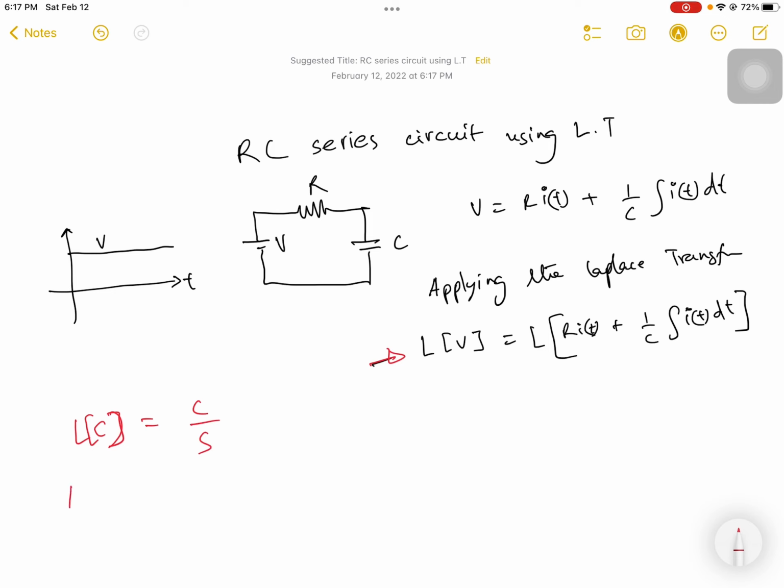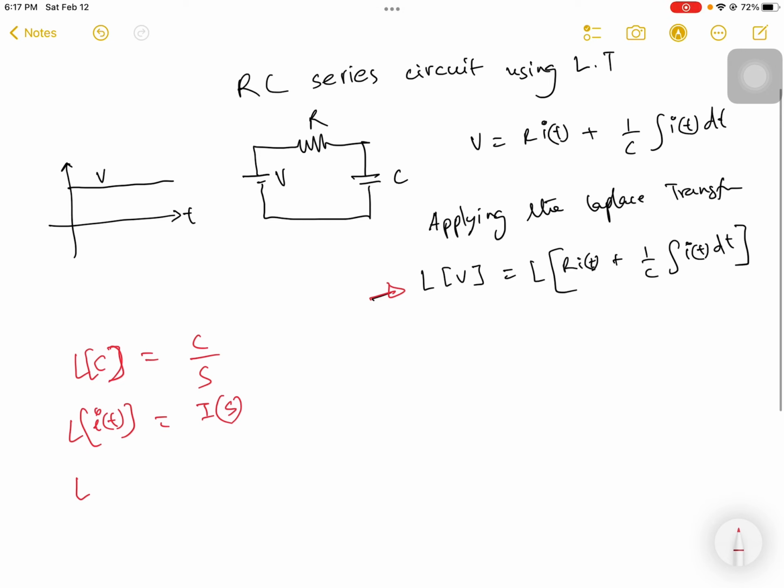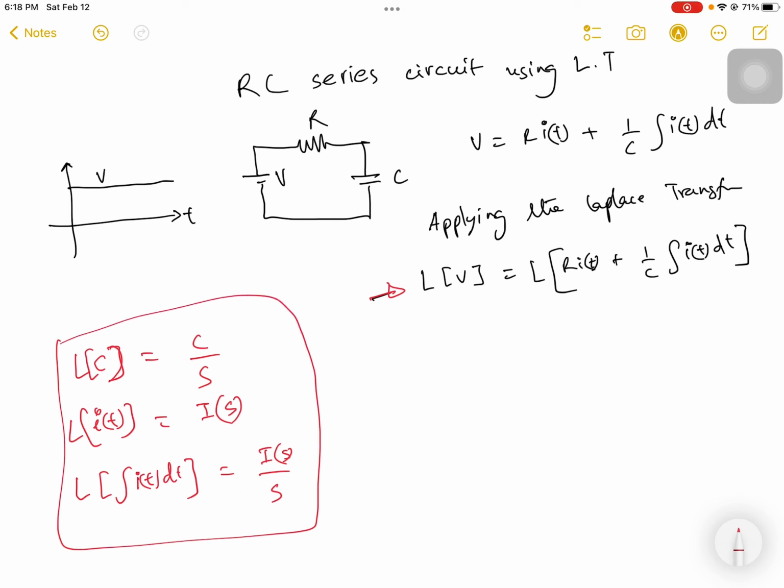And we also have Laplace of i(t). This function will be equal to I(s) in the frequency domain. And then we have Laplace of integral i(t) dt equal to I(s) divided by s. So these are the standard formulas that we have. If you check the Laplace transform table, these will be available.